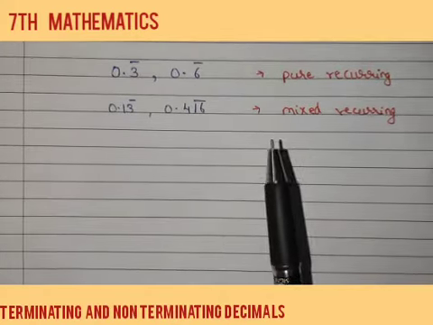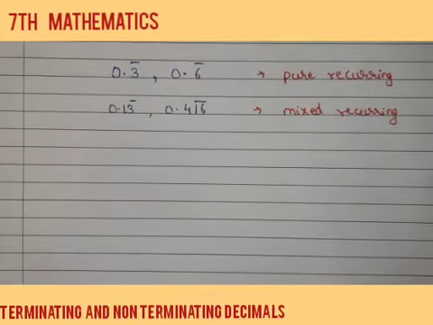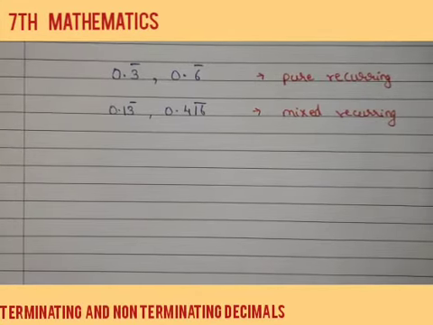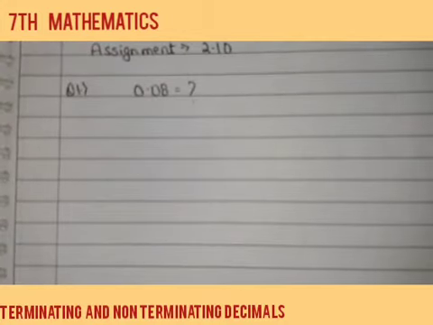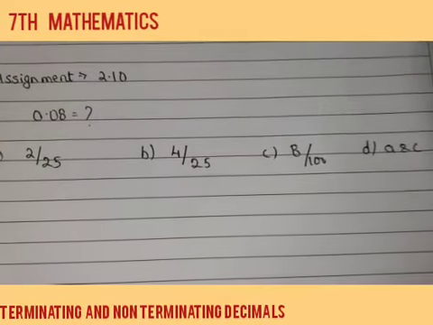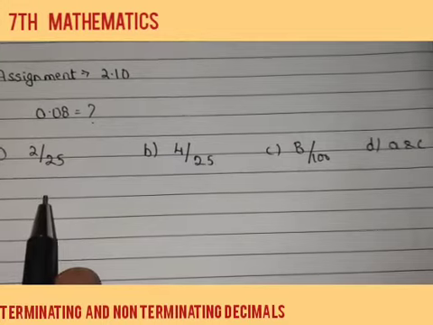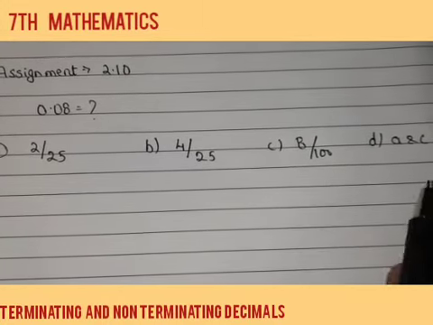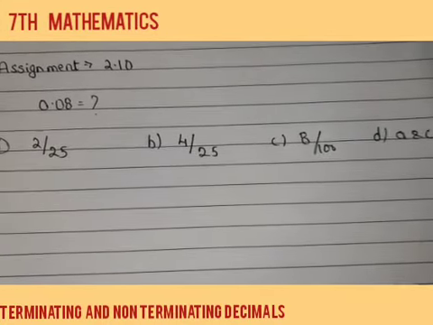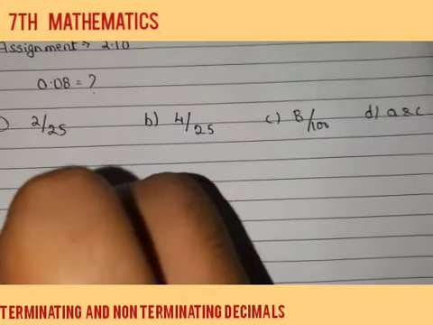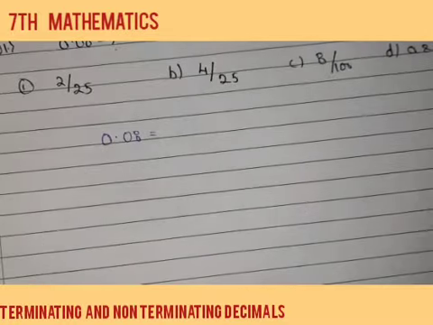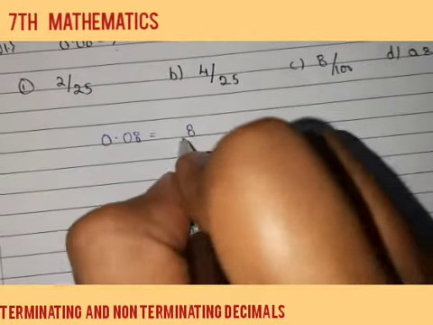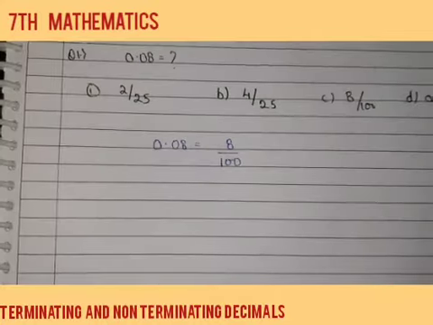So a decimal can also be known as pure recurring or mixed recurring decimal. Now let's see the exercise. The first question is: 0.08 can be written as, and these are the options given: 2 upon 25, 4 by 25, 8 by 100 and A upon C. So let's see. If we write 0.08 in fractional form, we can write it as 8 upon 100.